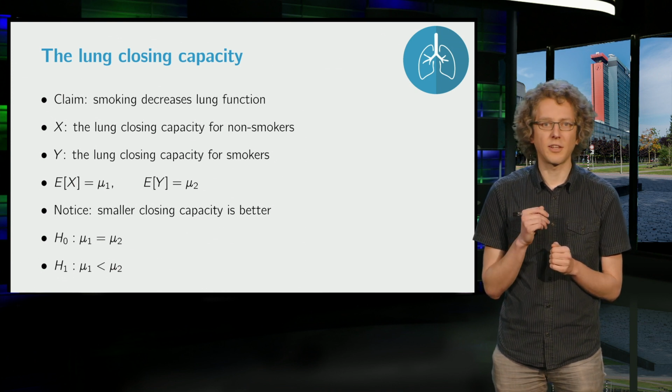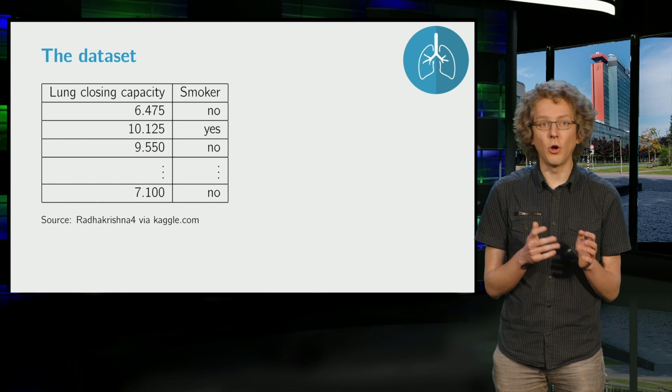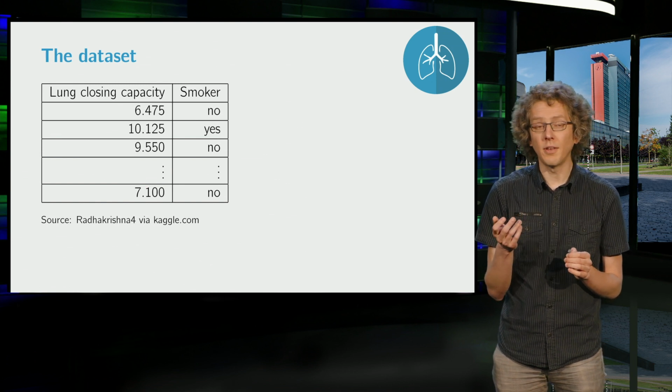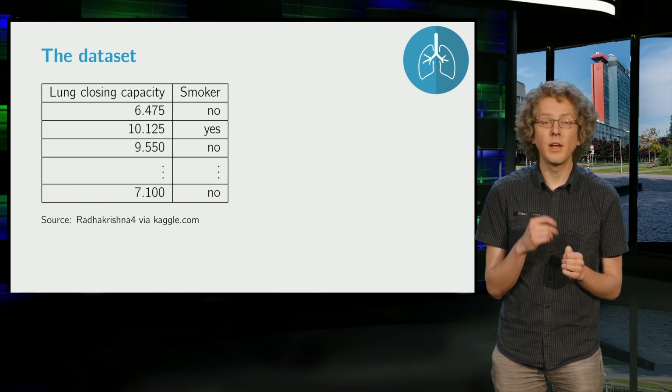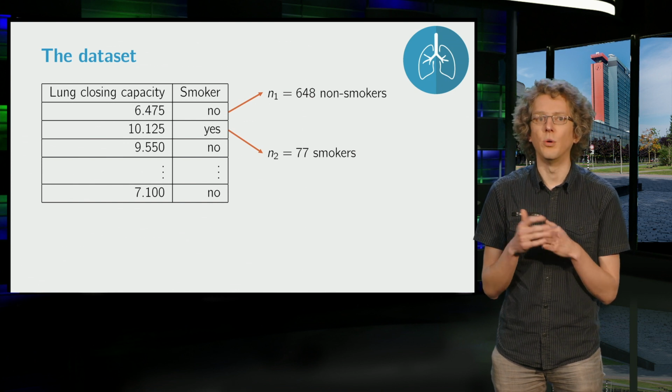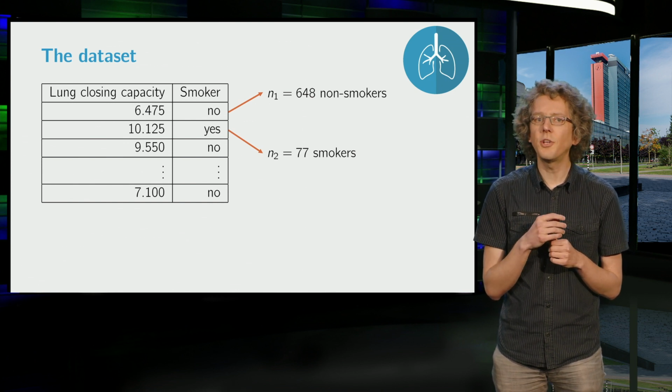We have the following dataset. It contains the closing capacity for 725 people. 77 of them are smokers. Let's call this number N1. And 648 of them are non-smokers. This is N2. Do you notice the difference?